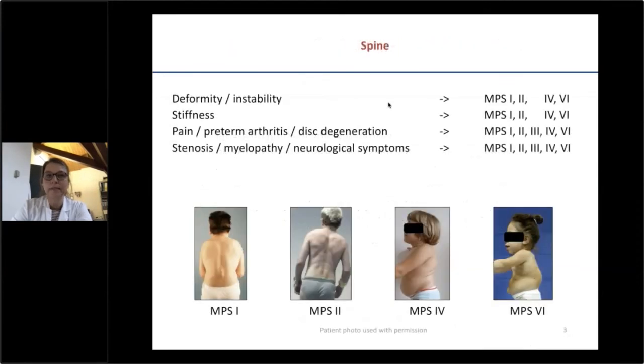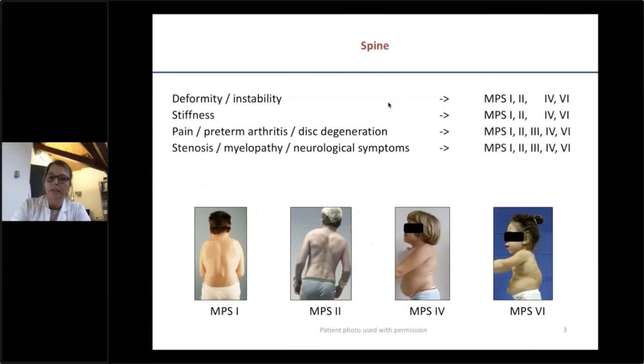So, starting with the main theme, just to get a short introduction to the MPSs you see over here, I will focus mainly on 2 body regions, which are the spine and the lower limb. In all the MPS forms, you can see some kind of musculoskeletal involvement. Mainly it's deformity and stiffness. In MPS 4, it's the instability, and all this leads over time to preterm arthritis or other degeneration problems, as well as neurological problems, mainly due to the spinal stenosis and myelopathy.